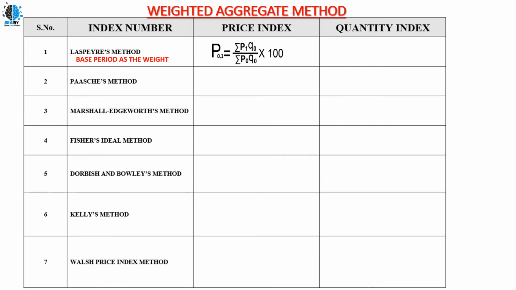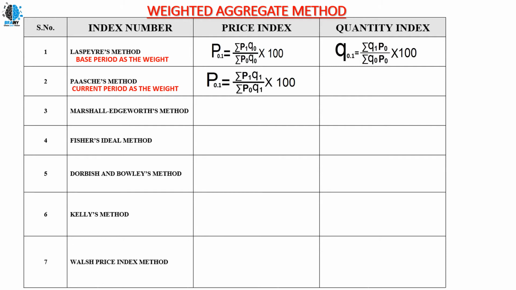So this is our price index, this is our quantity index. In price index, the weight is given to quantity of the base year. In quantity index, the weight is given to price of the base year. Paasche has given the weight to the current year. So in price index, the weight is given to quantity of the current year. In quantity index, the weight is given to price of the current year.